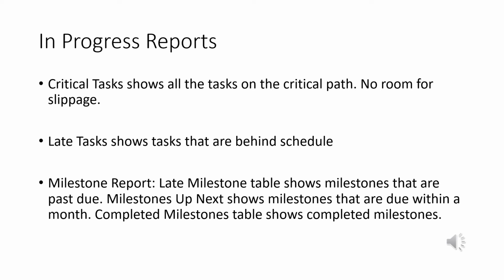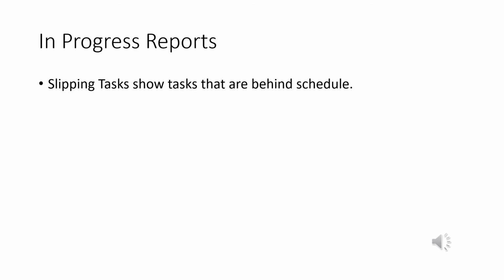Late tasks: any task, whether it's critical or not, if it's behind schedule. Milestones: how are you doing on hitting your milestones, right? It shows what's past due, what's coming up within a month, and it also shows a list of completed milestones. And you want to see what tasks are behind schedule, right? If they're behind, that's called slippage. So there's a slipping tasks report. It just says these are all the tasks that are behind schedule. It's a good thing to know: who you've got to go beat up to make sure you get it done.